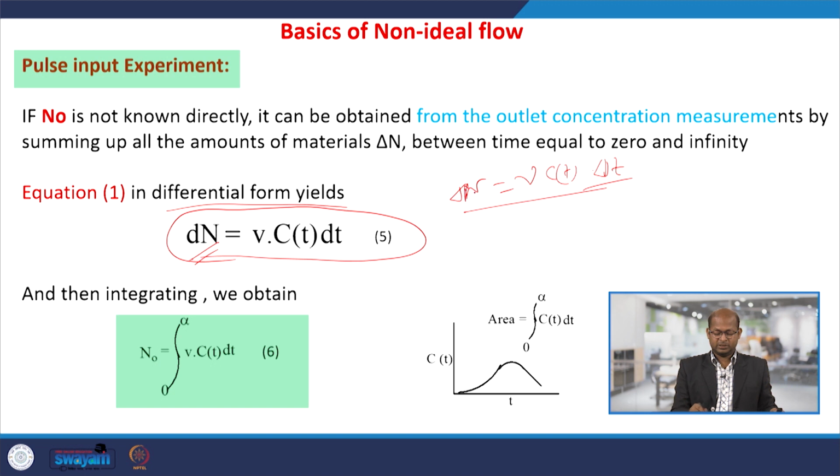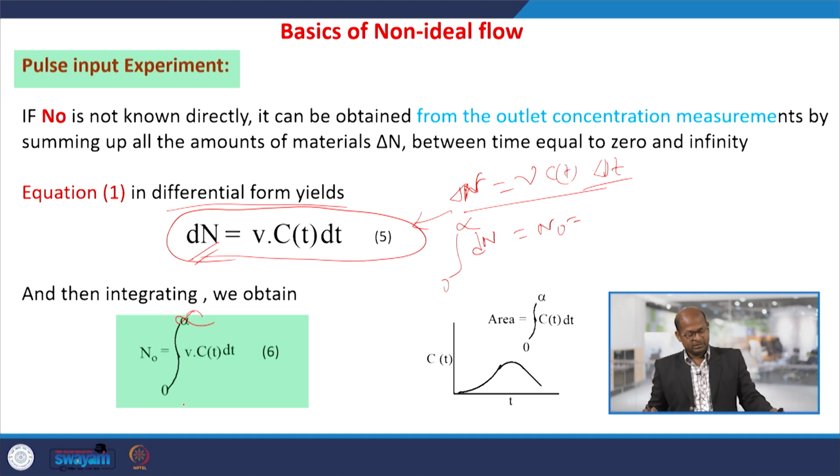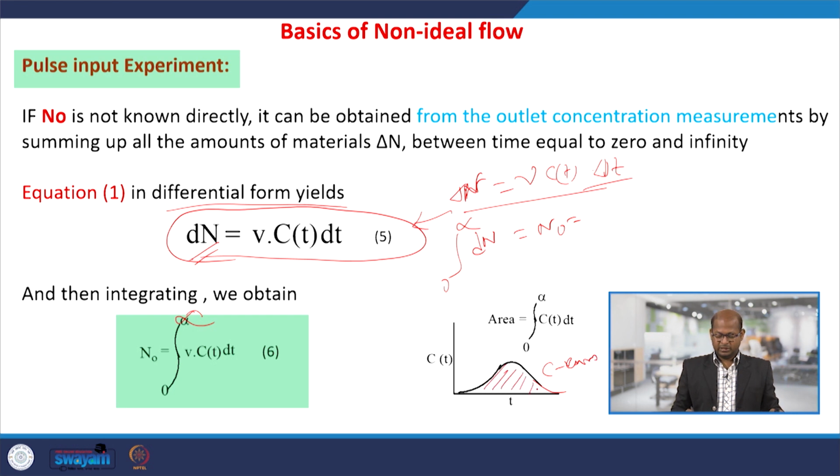So, we are expressing this equation in terms of differential form. Now, if we integrate from 0 to infinite time, then on the left-hand side, the integral of dn from 0 to infinity would be equal to n0. On the right-hand side, the integration is V C(t) dt, equation 6. So, if the concentration versus time C curve is there, if we integrate and find out the total area, that is this.